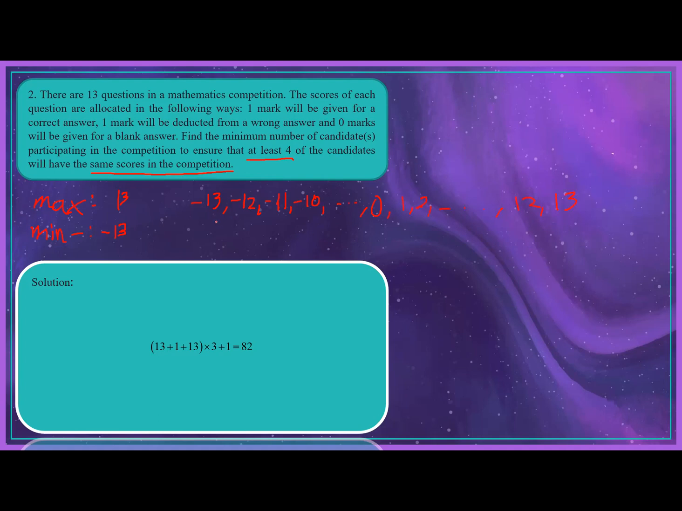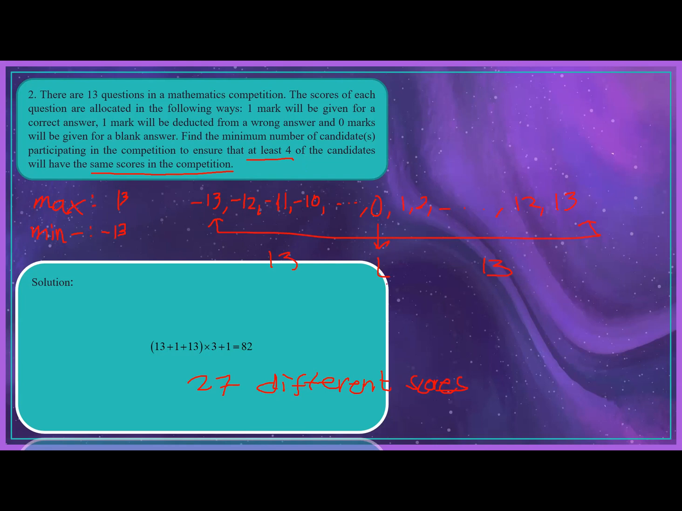All right. So in total, there are 13 for the negative and 1 for 0, and 13 for the positive. So in total, this would be 27 scores, right? 27 different scores. Okay, so now we need to find the minimum number of candidates to ensure that at least 4 of the candidates will have the same score.